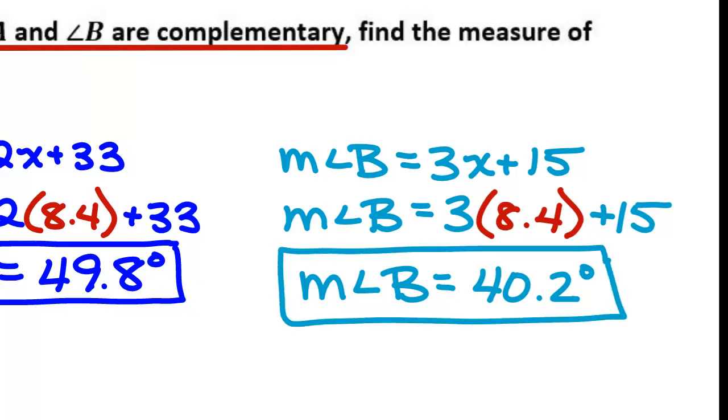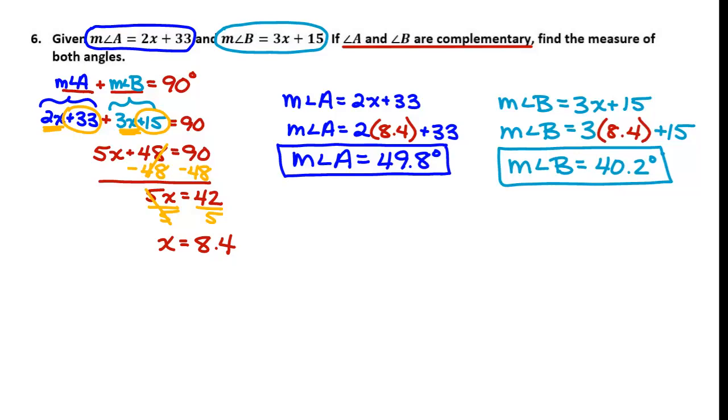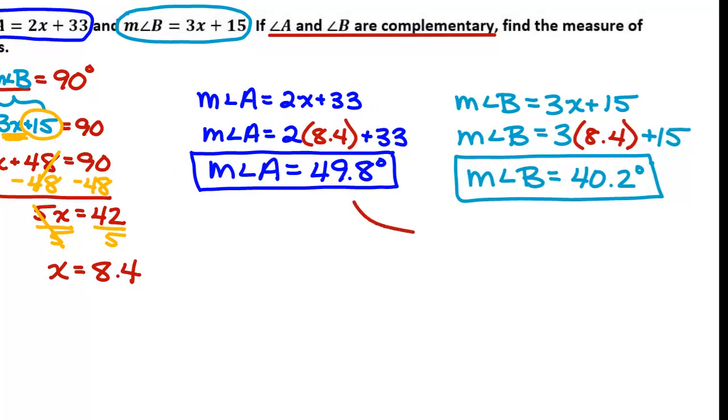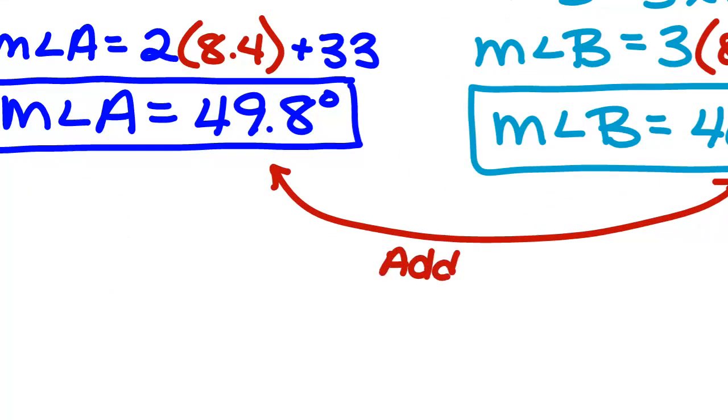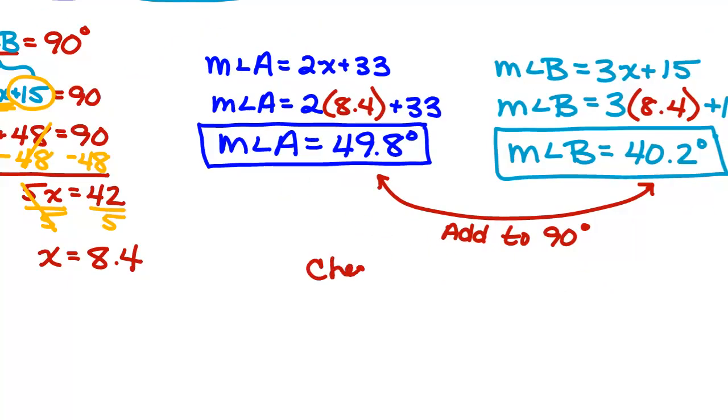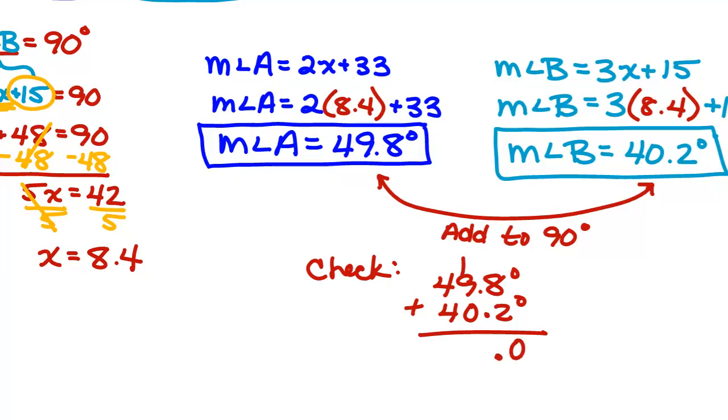And they said at the beginning that these two angles were what kind of angles? Complementary. So I know that my answers should do what? Yeah, these should add to 90 degrees. Let's check that real quick. 49.8 plus 40.2. Well, 8 plus 2 is 10. Bring down my decimal place. 9, 1, and 0, that's another 10. 8 and 9, I got 90. So we are correct.